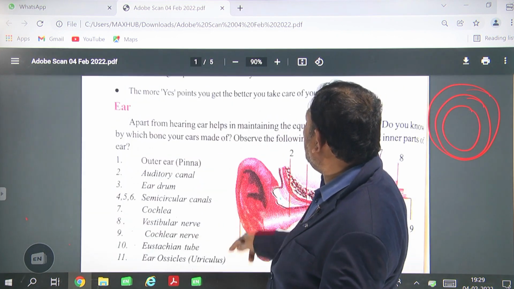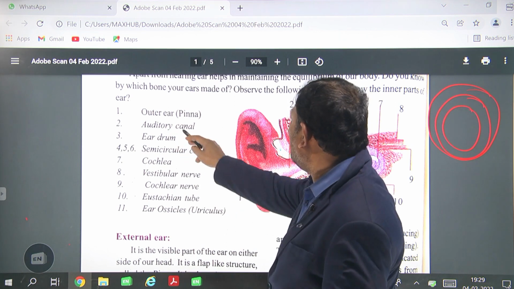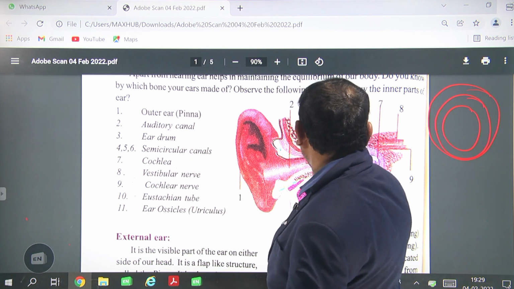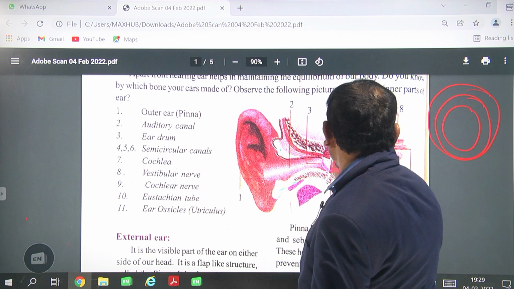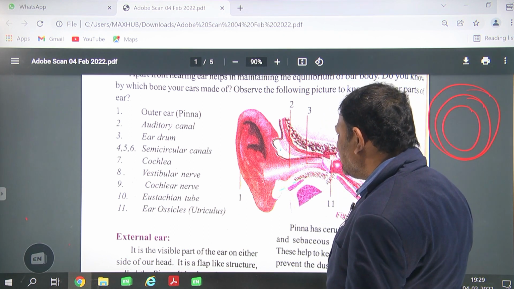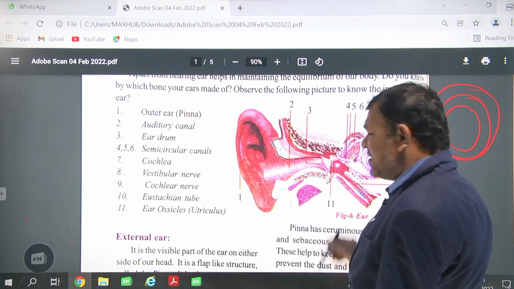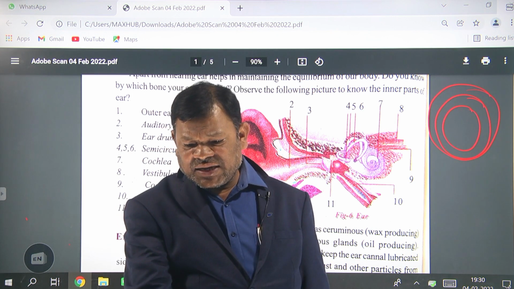Labeling of the parts is also very important: outer ear, auditory canal, eardrum, semicircular canal, cochlea, vestibular nerve, cochlear nerve, eustachian tube, and utriculus. These are the parts of the ear. Is it clear?